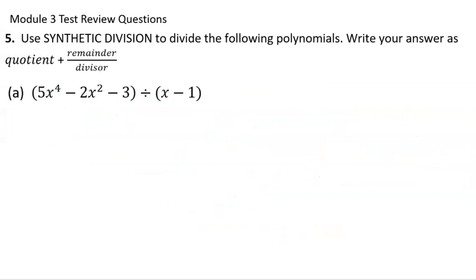Alright, so we want to divide 5x to the fourth minus 2x squared minus 3 by x minus 1. Again, dividend here, divisor here. Synthetic division table here. Now how you draw that table is entirely up to you. Different people do it different ways. I do mine differently than our tutors, differently than the book. Just whatever you feel most comfortable with.